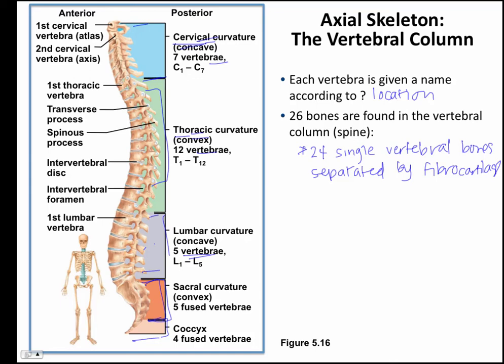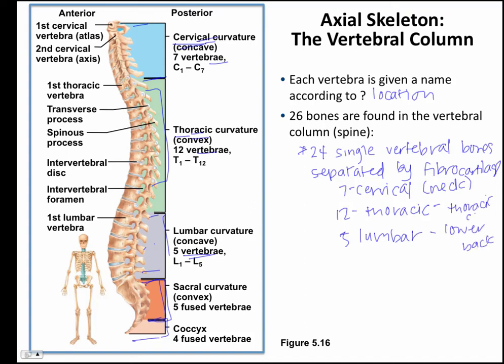And so what are these 24 single vertebral bones? First we have 7 cervical. This is the neck. We have 12 thoracic. So that's the thoracic region. Then we have 5 lumbar. This is the lower back, so posterior of your thoracic cavity region.